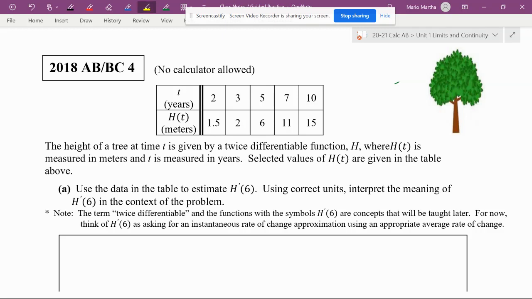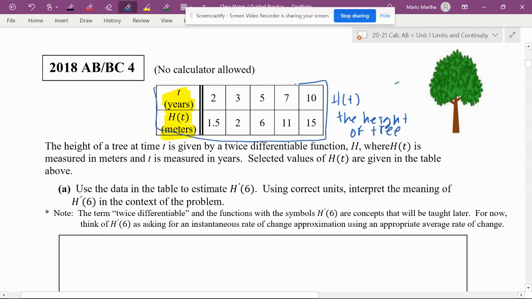So one of the things I want you guys to do for sure every time is make sure you start highlighting stuff. I know t is for time in years, h of t is in meters, right? And I know h of t is pretty much just the height of the tree. Height of tree. All right. And then here they give us information, right? They give us a table. So that's pretty much the only thing we know about this tree height.